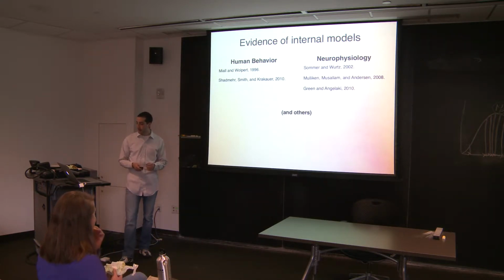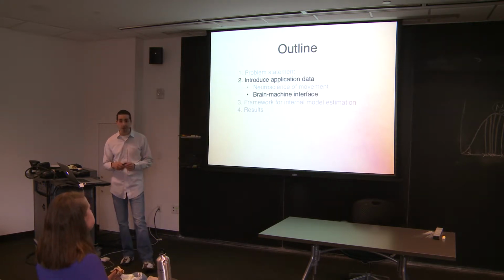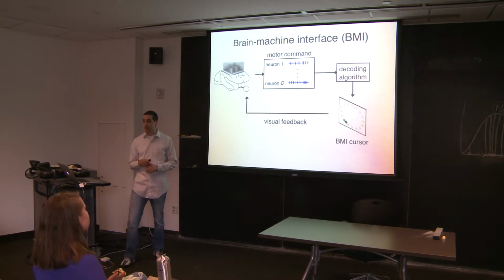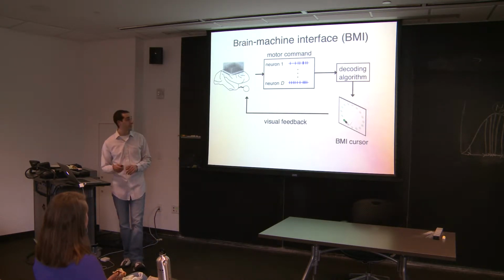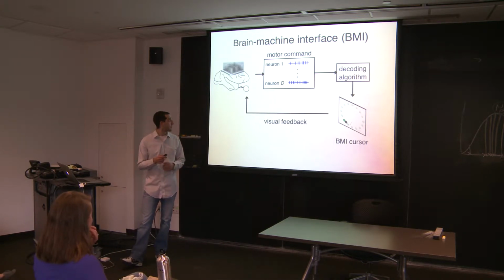So we're going to try to extend some of this into the realm of brain-machine interface control. I'm going to talk to you guys about that for a second. In a brain-machine interface, we typically have a monkey, and he's got one of these 100 electrode arrays implanted in his motor cortex. That's the part of the brain that's responsible for coordinating movement.